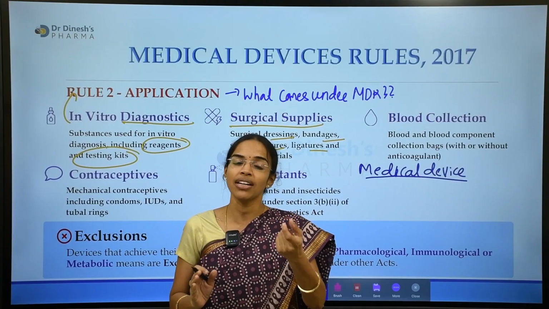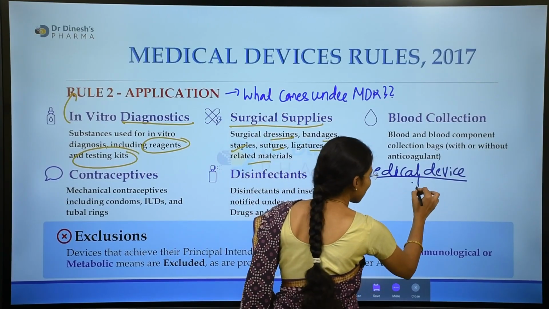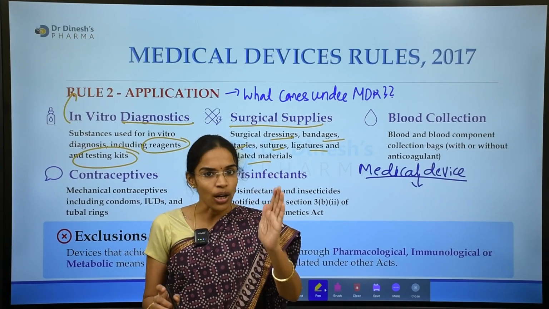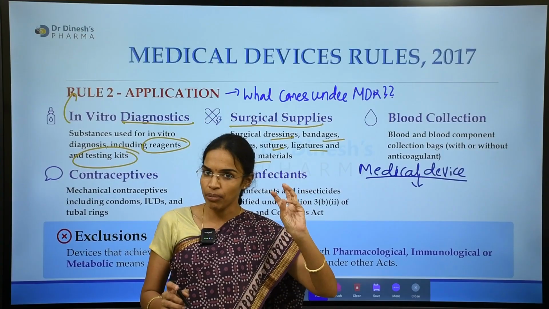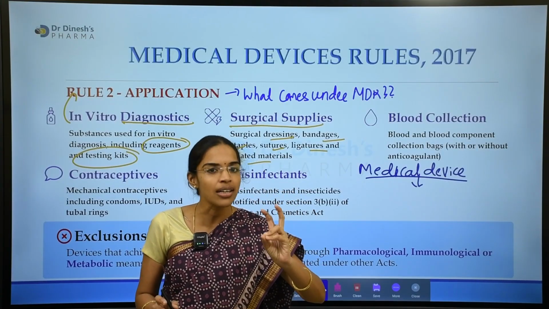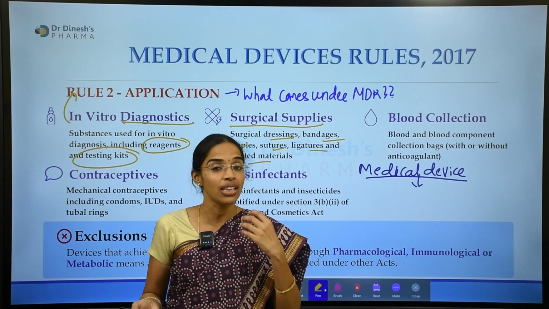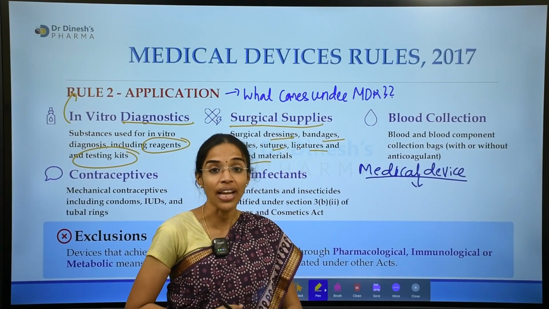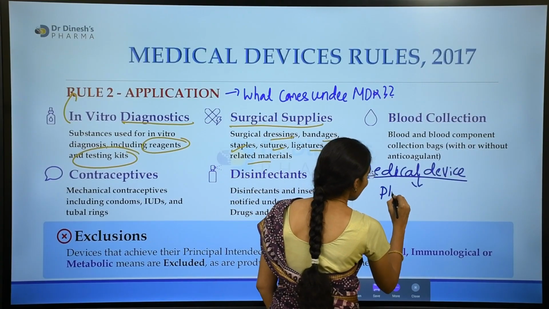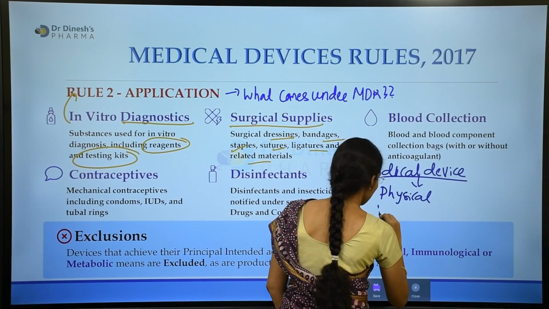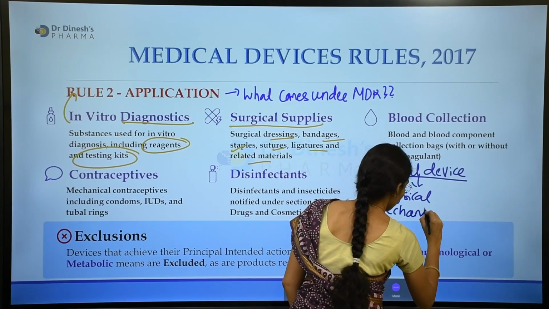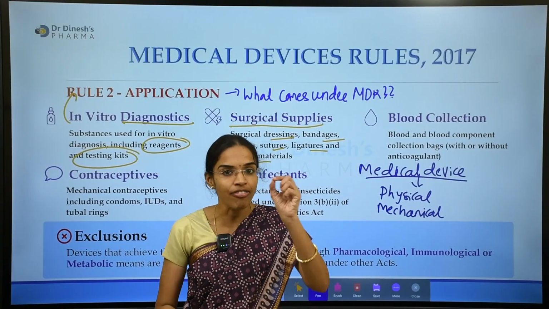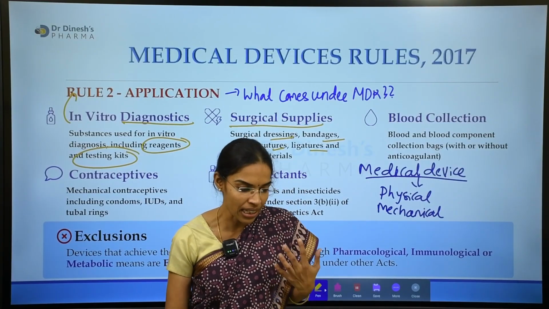But what is the difference between a drug and a medical device? The primary difference is that, whatever the condition it is used for, whether a diagnosis, a treatment of an ailment, or detection, the aim of the device should be in physical or mechanical terms, a physical or mechanical aim, structural.